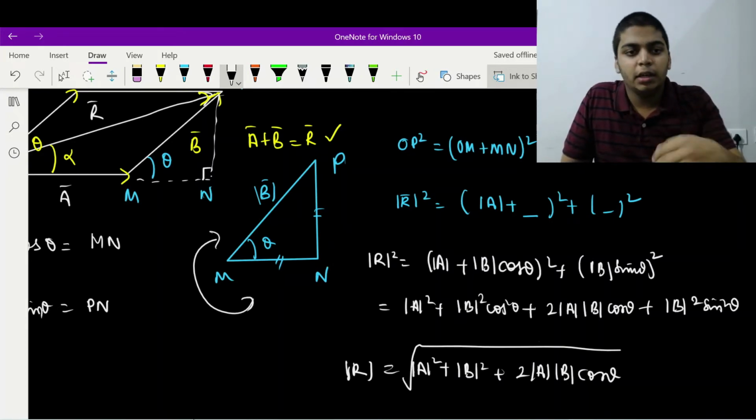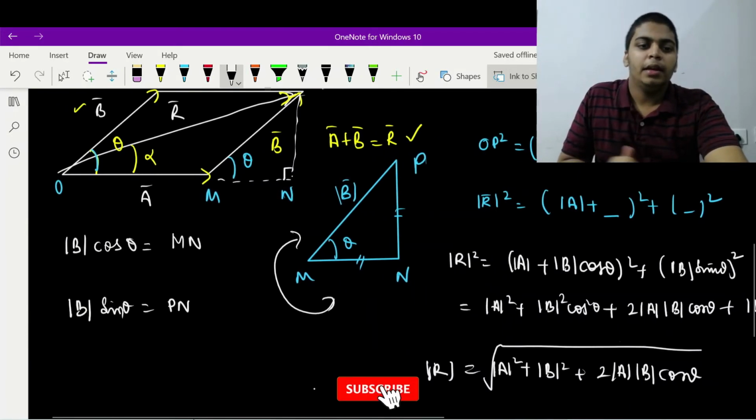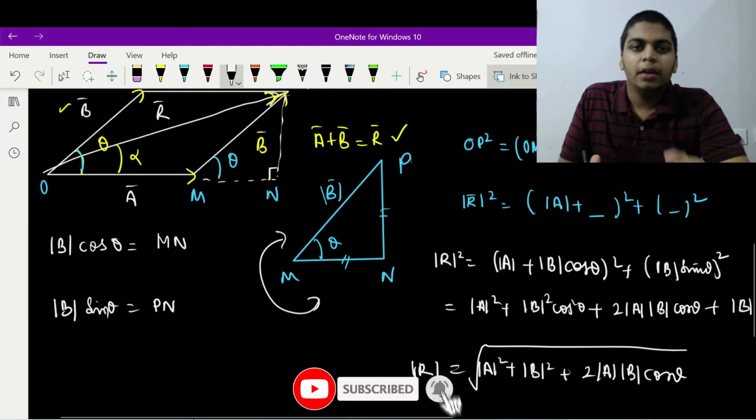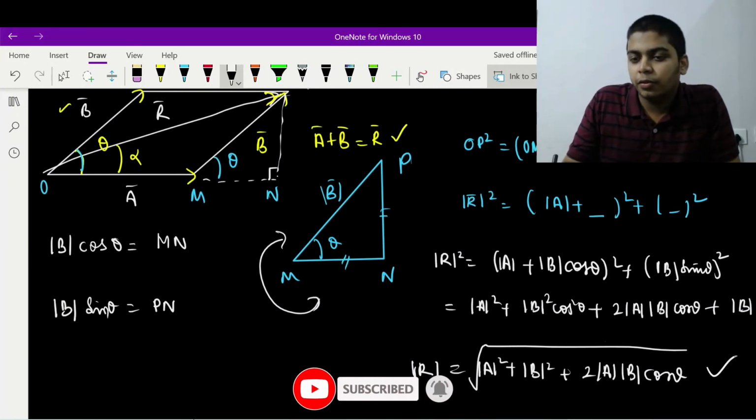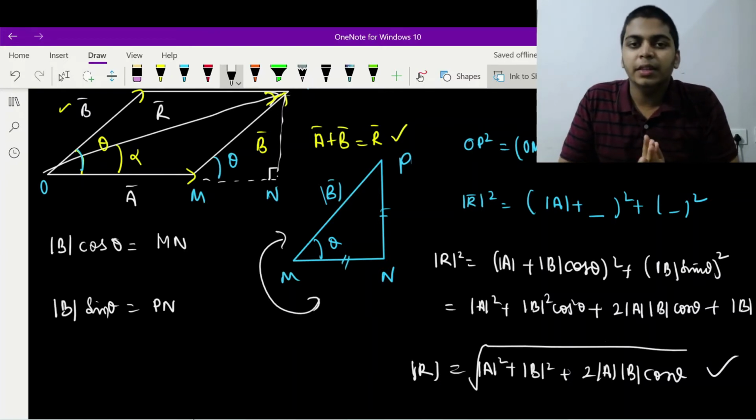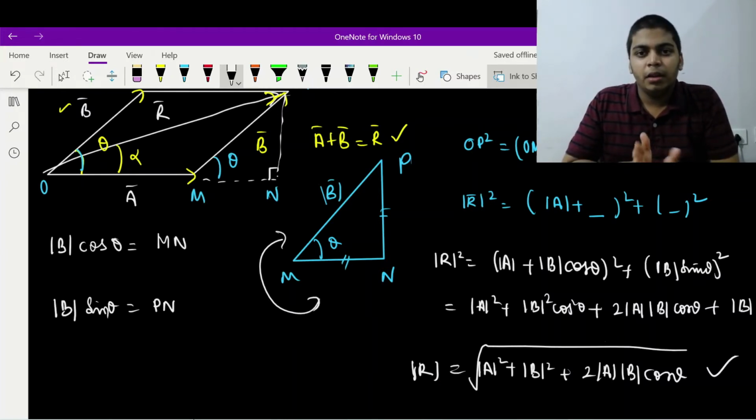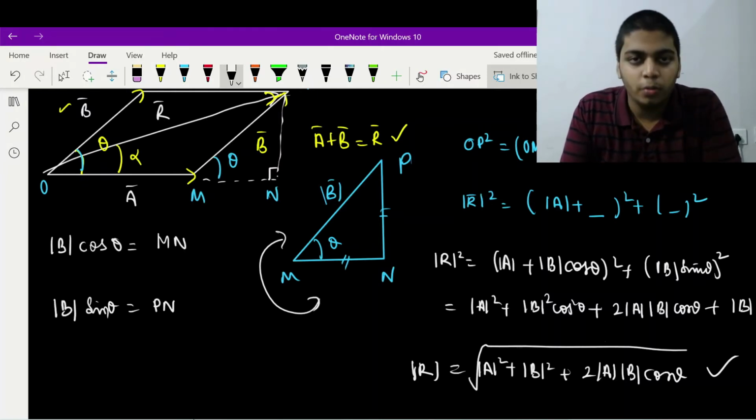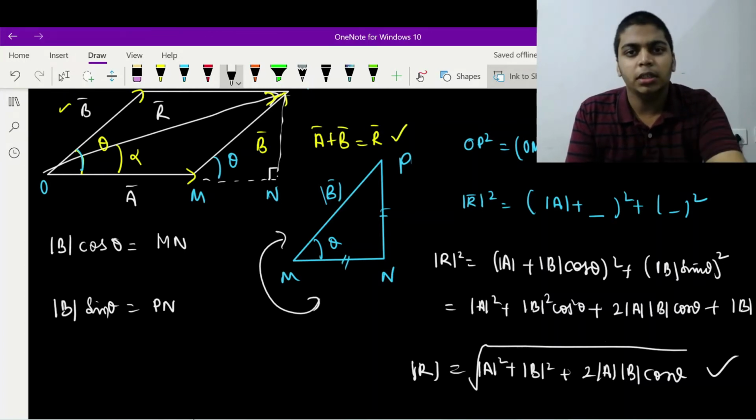And what is theta? Theta is the angle between a bar and b bar, okay? And now from this you can conclude that if you have two vectors a bar and b bar, and they subtend some angle theta between them, then the magnitude of the resultant vector r bar is nothing but root over mod a square plus mod b square plus 2 times mod a mod b cos theta.